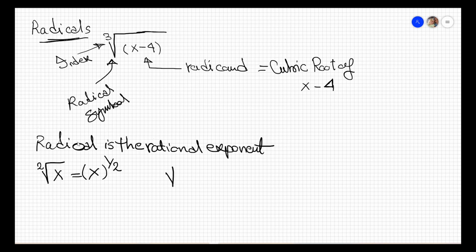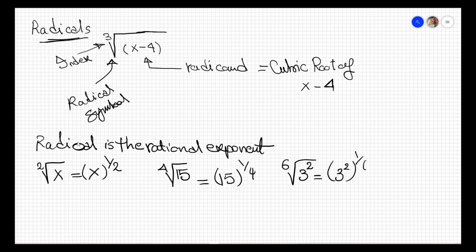If we have the fourth root of 15, that means it's 15 to the power of 1/4. If we have the sixth root of 3 to the power of 2, it's equal to 3 to the power of 2, all to the power of 1/6. And here, as we just studied in the rules of exponents, this is equal to 3 to the power of 2 over 6, or 3 to the power of 1/3, or we could write it in the other form, the cubic root of 3.